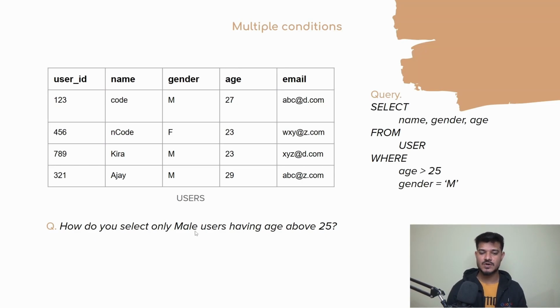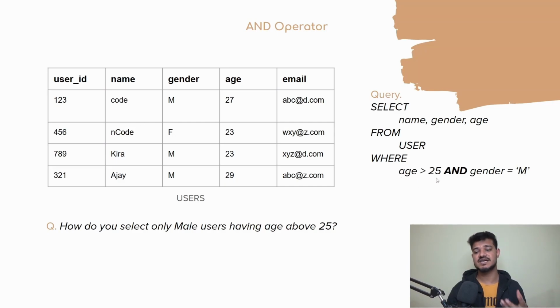Based on the condition given in the problem statement, it says that they must be male and having age above 25, right? So both of these conditions should be true. When you are combining multiple conditions and they all must be true, you are going to use the and operator, and make sure that all of the conditions are true, right? So how can you do that? You can transform the same query something like this, where the first condition is age greater than 25, and gender is equal to M. That means both of these conditions must be true.